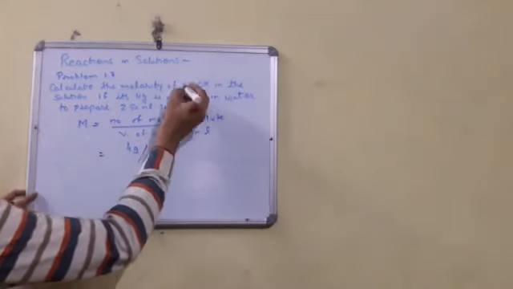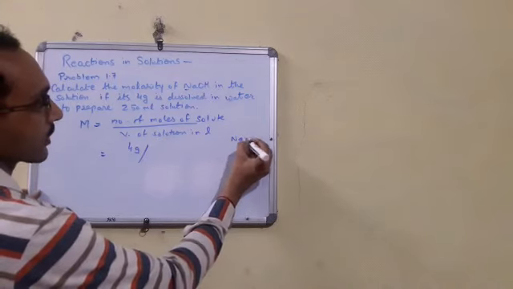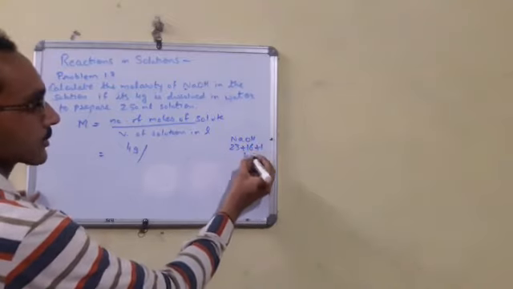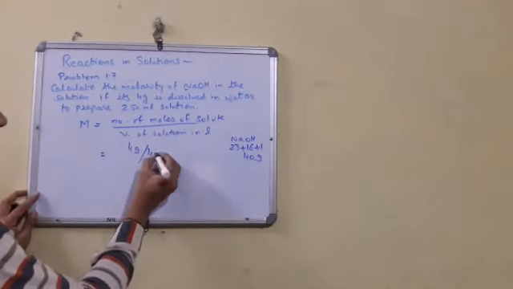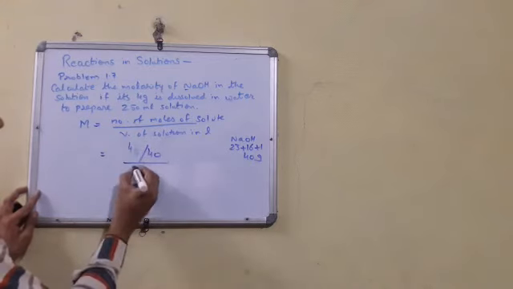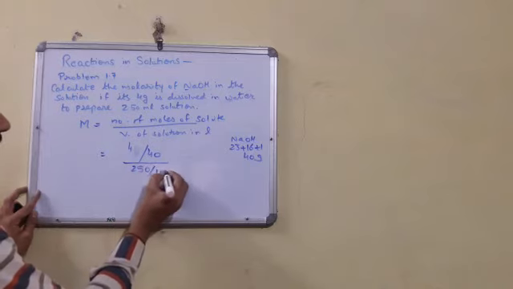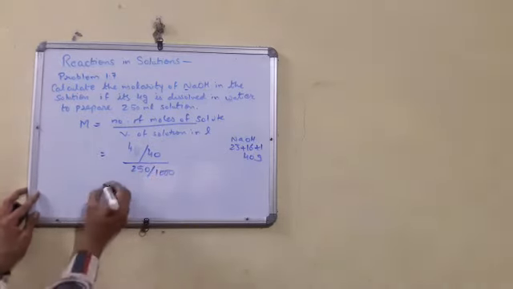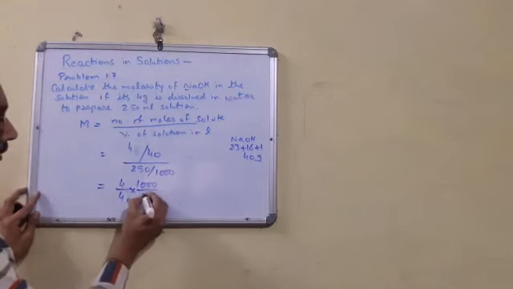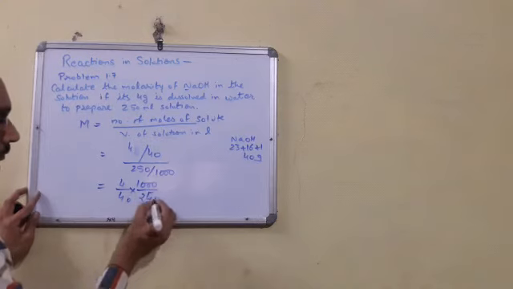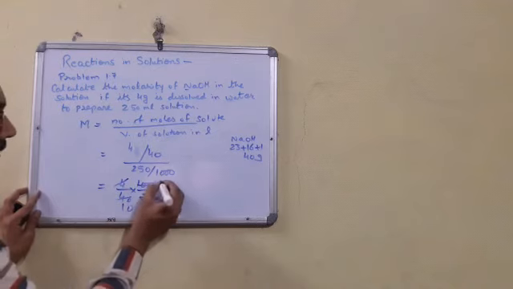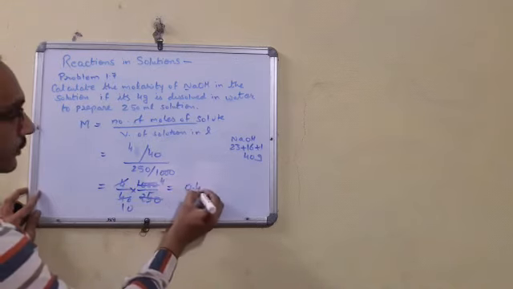Molar mass of NaOH: Na is sodium 23, oxygen 16 and hydrogen is 1. That is 40 gram molar mass. 4 gram upon 40. Understood? Upon volume of solution in liter. It is 250 ml, and to convert milliliter to liter, divide by 1000. Fine. Now what will happen? 4 by 40 multiplied by 1000 upon 250. Fine. Now cancel it, and we get 4 by 10, that is 0.4 M.